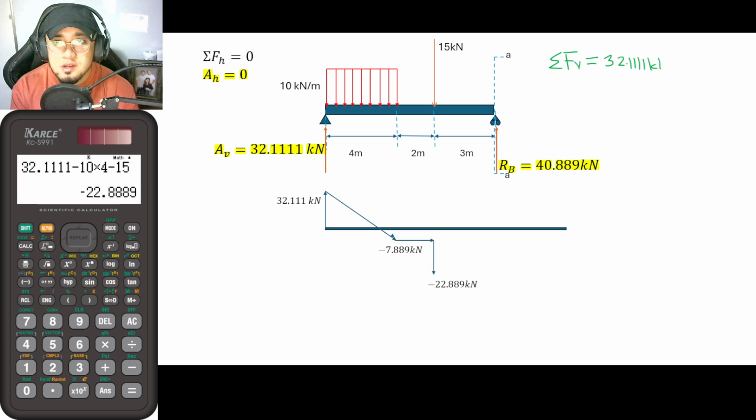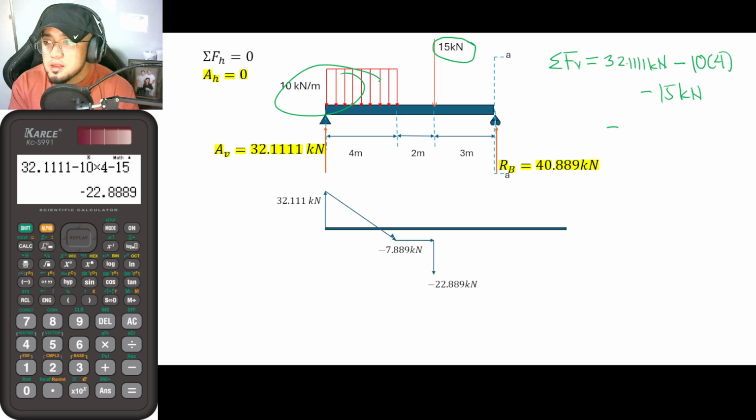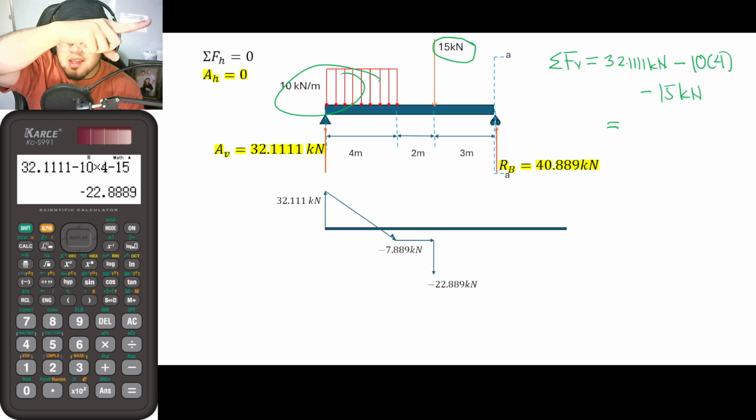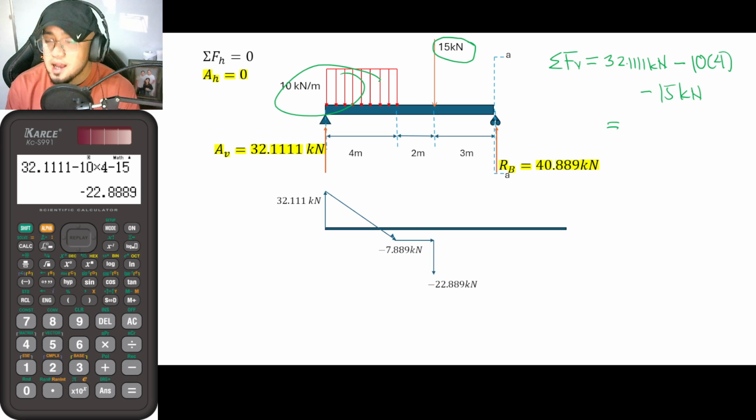32.1111 kilonewtons minus, so this force here, so that is now 10 times 4. What else is being considered? So we have here the 15 kilonewton force. So minus 15 kilonewtons. And looking at our calculator, that is the exact same equation, I should say. So just look at the calculator below me and the equation that I have indicated there. It is exactly the same.